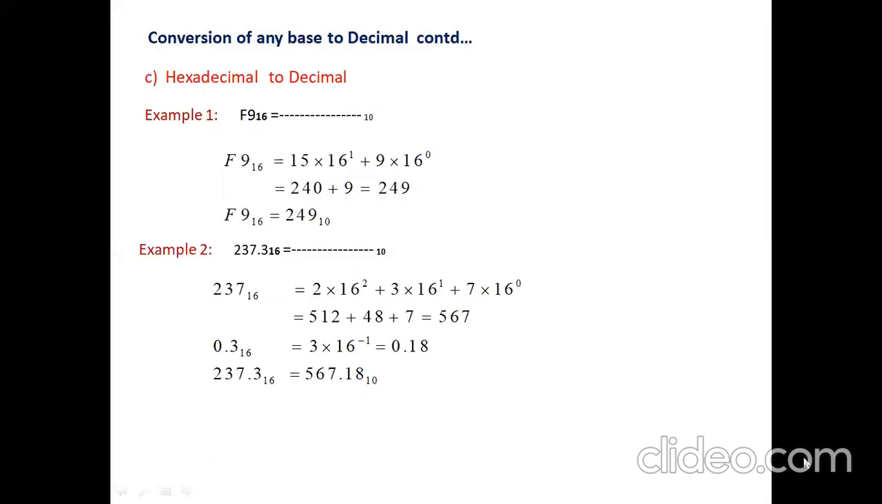Next, hexadecimal to decimal. If you take the example, F9 base 16 is equal to base 10. Again we have to start from right to left: 16 to the power of 0 into 9, 16 to the power of 1 into 15. So that is the answer. Similarly, when you have the fractional part also, we can follow the same: you multiply 3 into 16 to the power of minus 1. For 237 base 16, it is the same, multiplying by 16 power 0, 16 power 1, 16 squared. That way you get the answer, combine, and write it down. This is how we convert a number of any base to decimal.